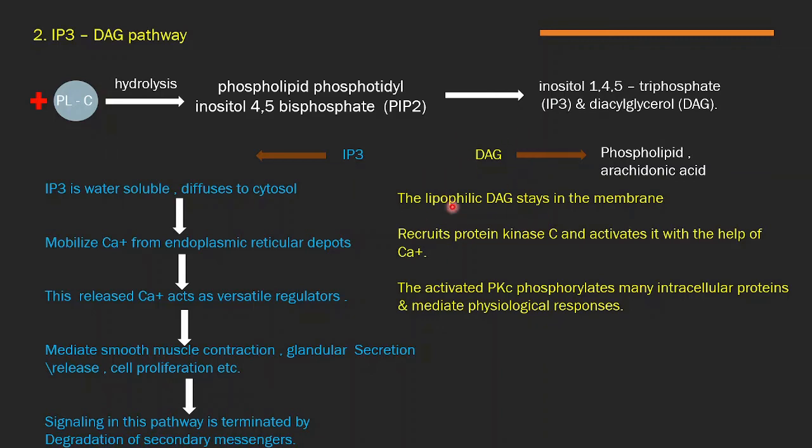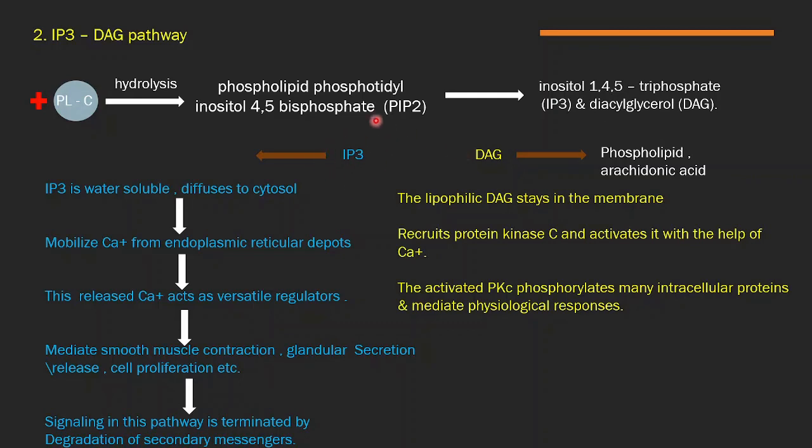DAG is lipophilic in nature and it will stay in the membrane only. While staying there, it will start recruiting protein kinase C and activate it with the help of calcium. Now the activated protein kinase C starts phosphorylating many intracellular proteins and mediates the physiological responses. All these actions will stop whenever IP3 and DAG, which are the secondary messengers, get terminated.